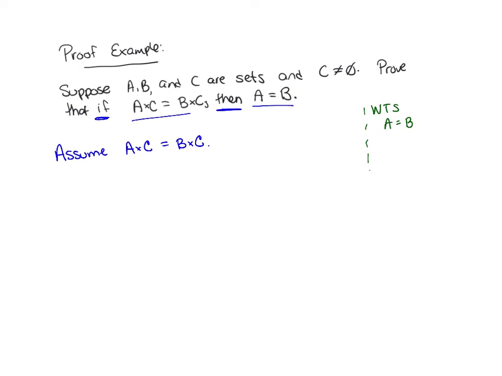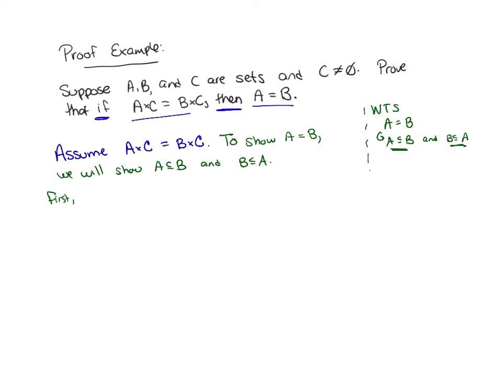But in order to show that, I have to show A is a subset of B and B is a subset of A. And each of these are their own if-then proofs. So maybe we should tell the reader that that's our plan. So to show A equals B, we will show A is a subset of B and B is a subset of A. So let's say first, I'm going to do this guy first.